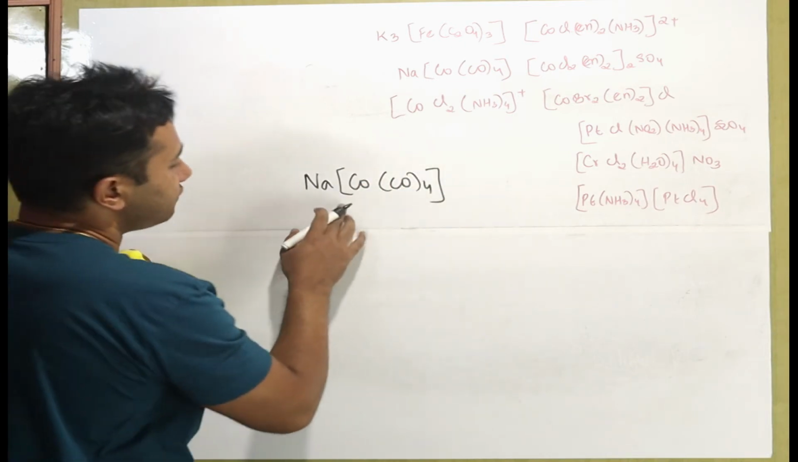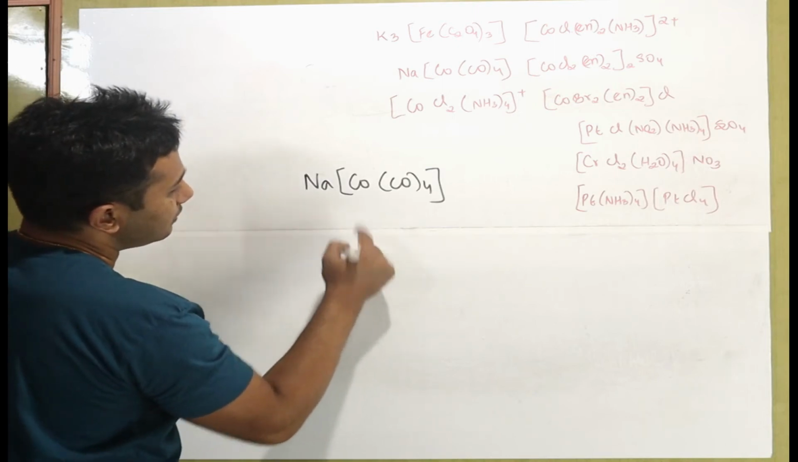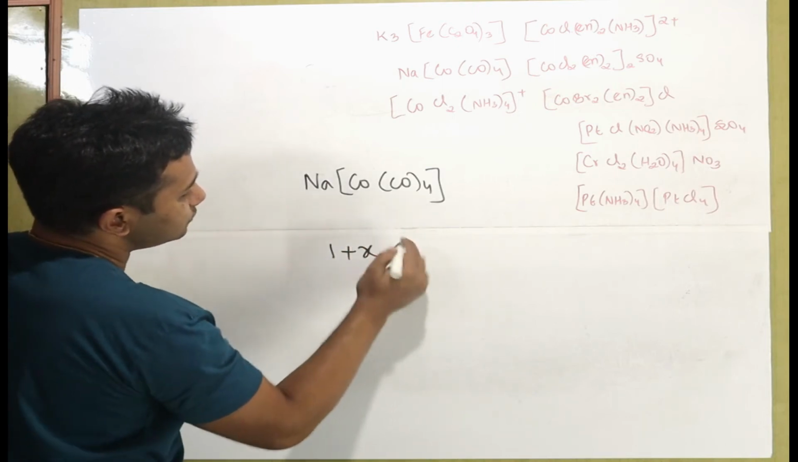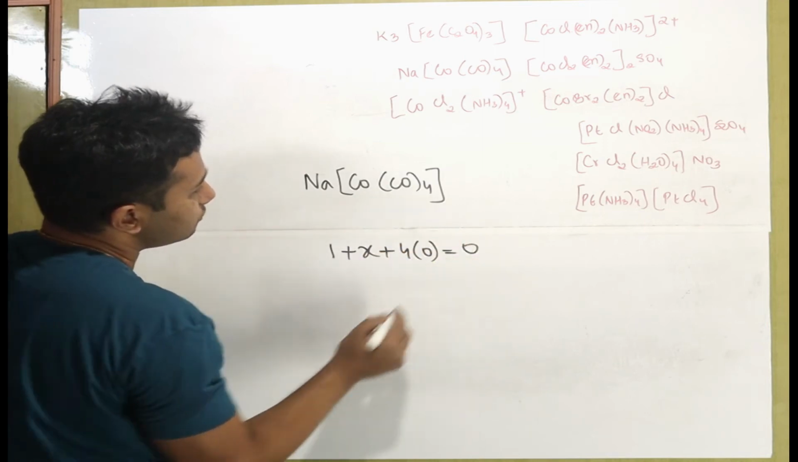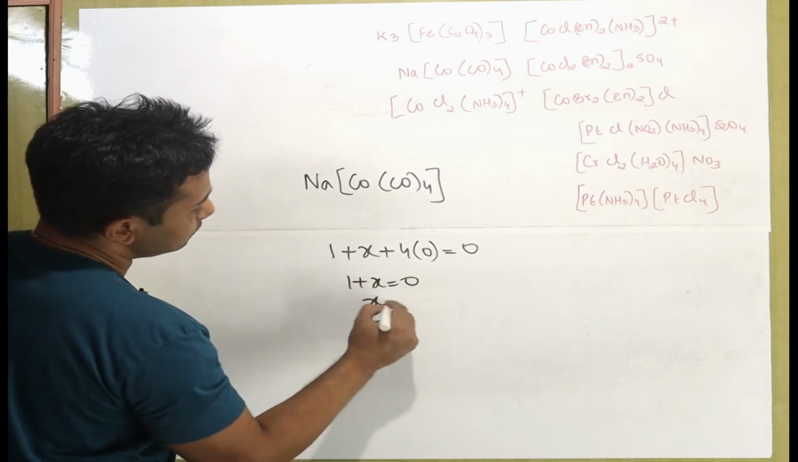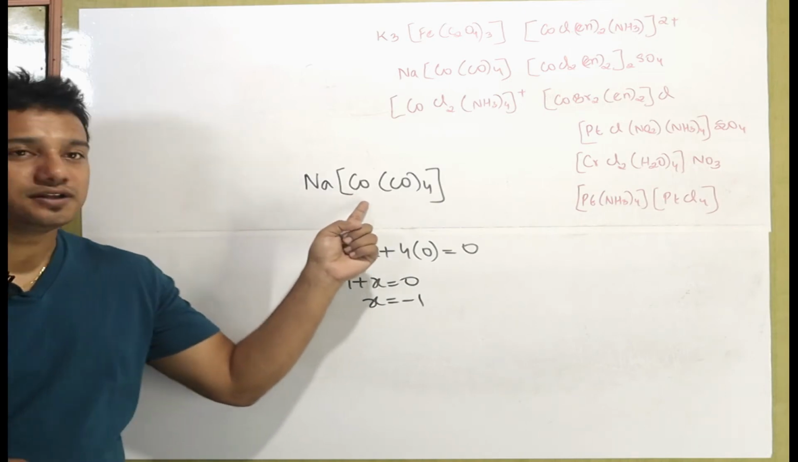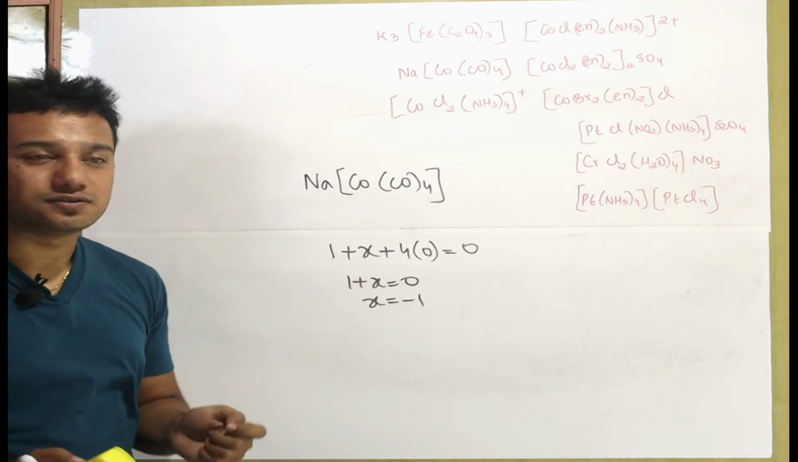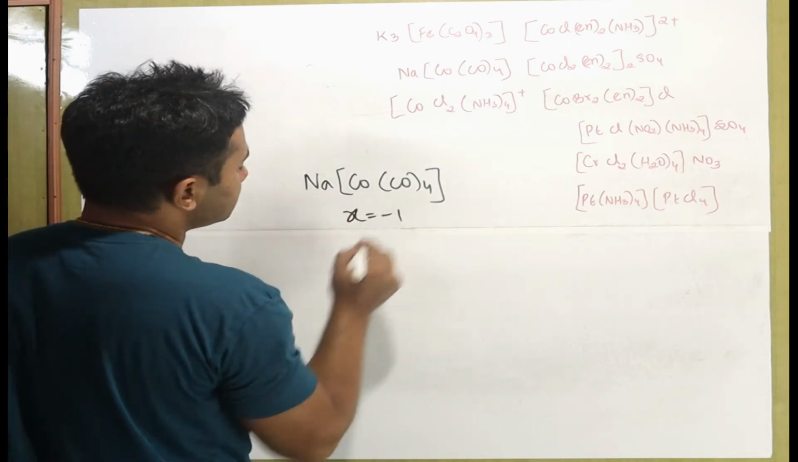So now we shall find the oxidation state. Sodium we have 1, cobalt, we have X. CO is a neutral ligand, so 4 into 0 equals to 0. So 1 plus X equals 0, X equal to minus 1. So the charge of the metal ion out here is minus 1. So X equals to minus 1.